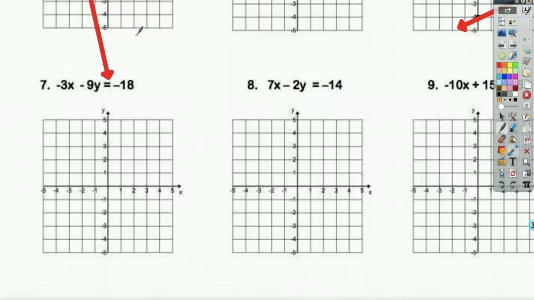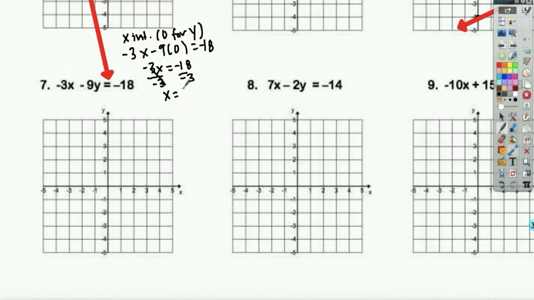On number 7, you've got negative 3x minus 9y equals negative 18. To get my x-intercept, I plug in 0 for y. Remember, you're trying to get rid of your y so you can figure out what x is. So you'll say negative 3x minus 9 times 0 equals negative 18. My 9 and 0 will go away. So I'll end up with negative 3x equals negative 18. Divide both sides by negative 3, and you'll get x equals positive 6, because negative 18 divided by negative 3 will give you a positive.